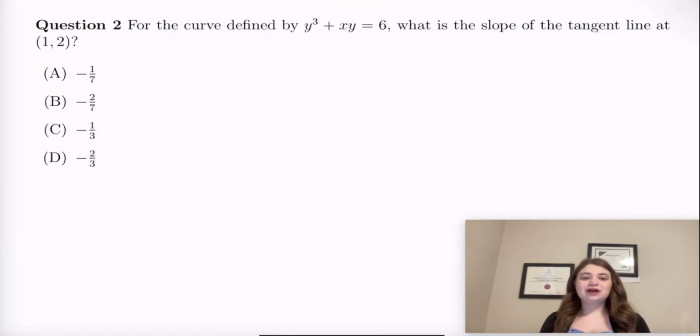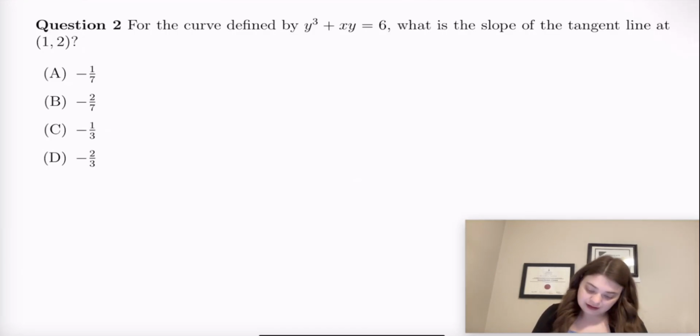All right, so let's try a second one. For the curve defined by y cubed plus xy equals 6, what is the slope of the tangent line at (1, 2)? Okay, so the first thing we need to do is differentiate both sides with respect to x.